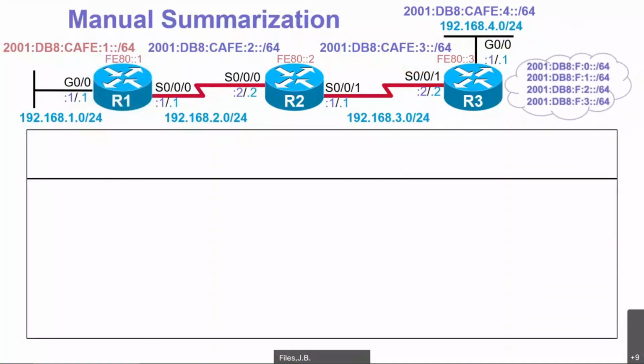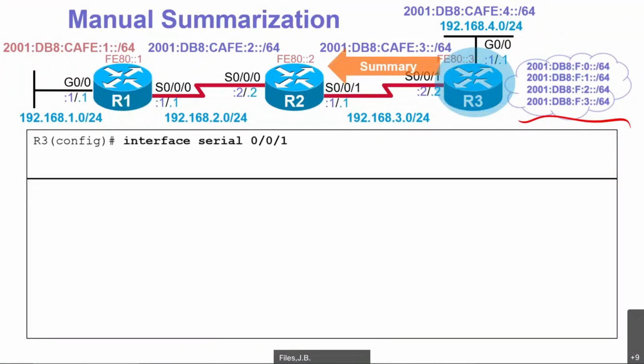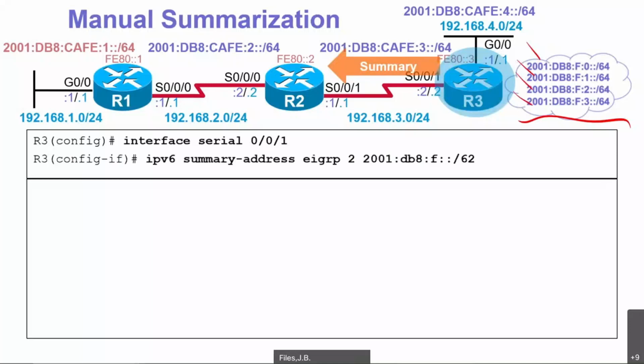Now, there isn't the issue of automatic summarization for IPv6, because automatic summarization has to do with classful networks, and there's no concept of classful networks in IPv6. All right. So we've got these /64s that we want to summarize. So how do we do that? Okay. By the way, we would create loopback interfaces in order to simulate those if we were actually configuring this in a lab.